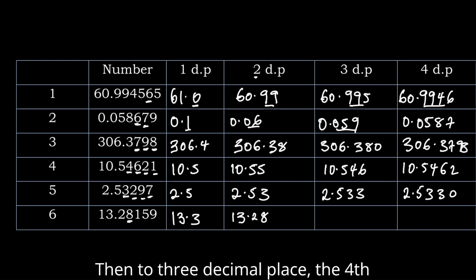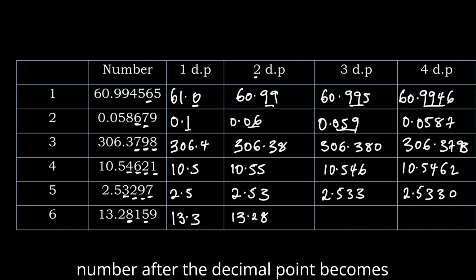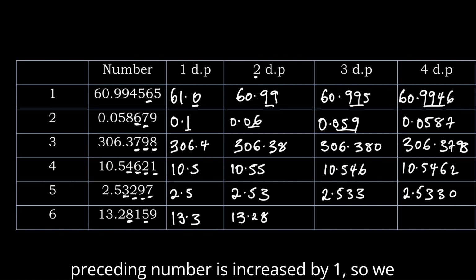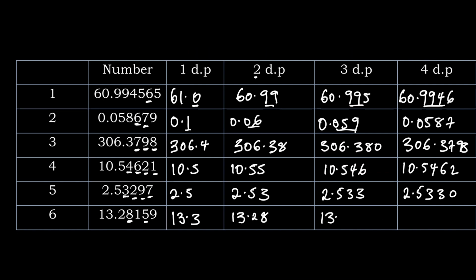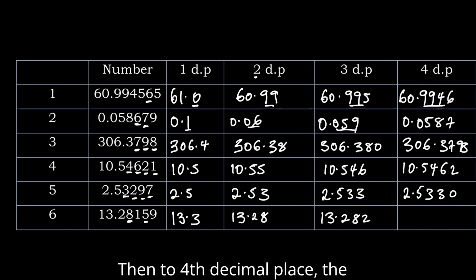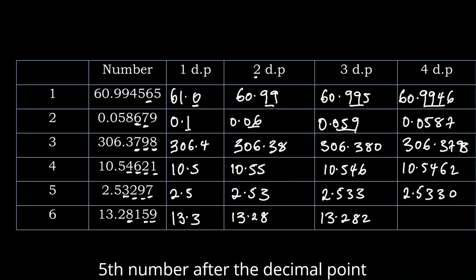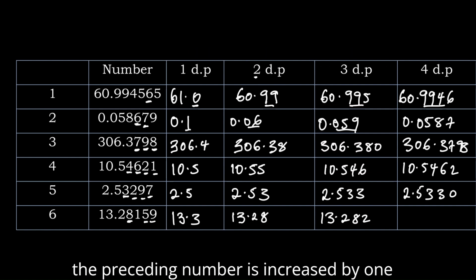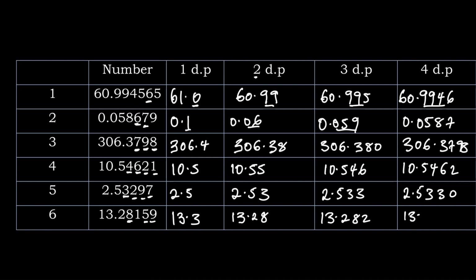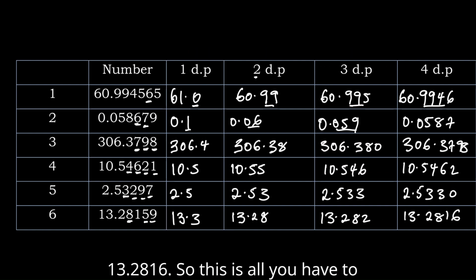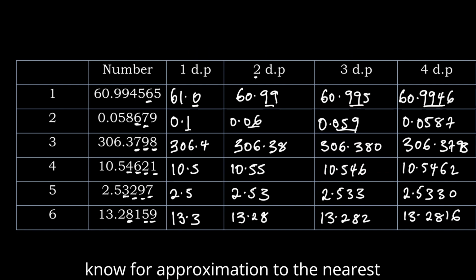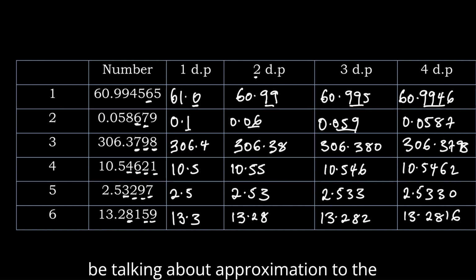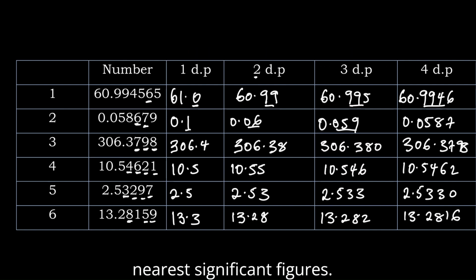To two decimal place, the third number after the decimal point becomes your reference number. It is a round down number, so the preceding number remains the same. So we have 13.28 here. Then to three decimal place, the fourth number after the decimal point becomes your reference number. Therefore, the preceding number is increased by 1. So we have 13.282. Then to four decimal place, the fifth number after the decimal point becomes your reference number. Therefore, the preceding number is increased by 1, and we have 13.2816. So this is all you have to know for approximation to the nearest decimal place. In the next lesson, we'll be talking about approximation to the nearest significant figures.